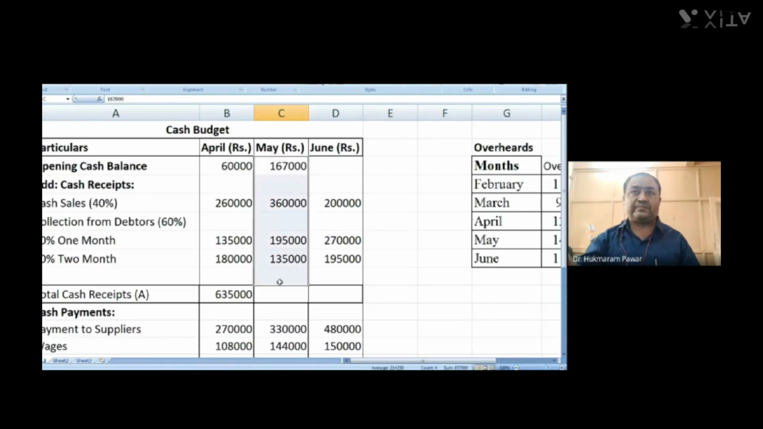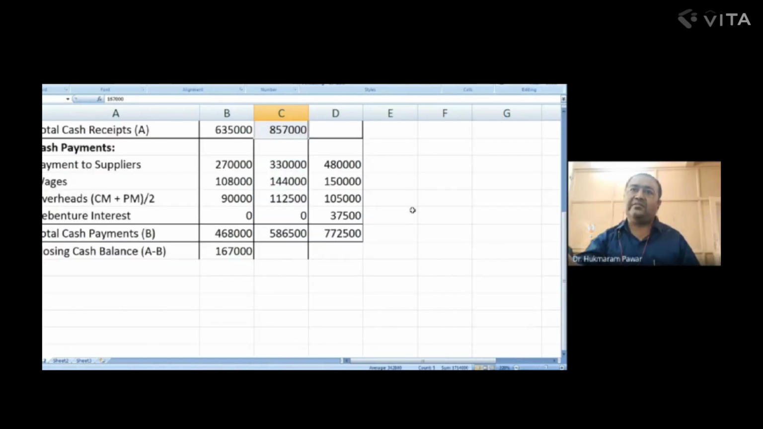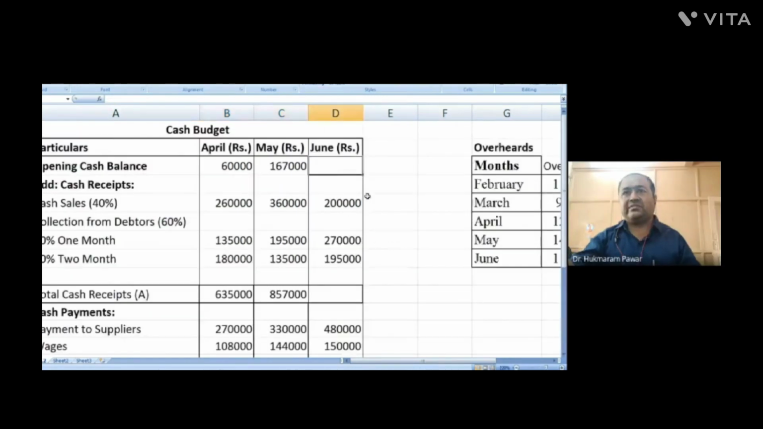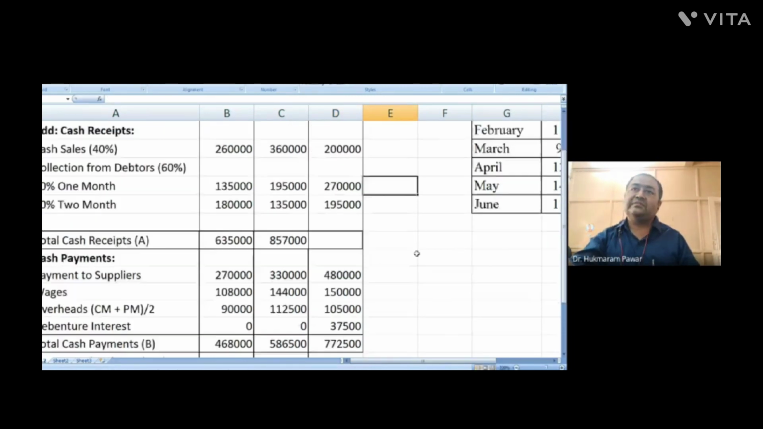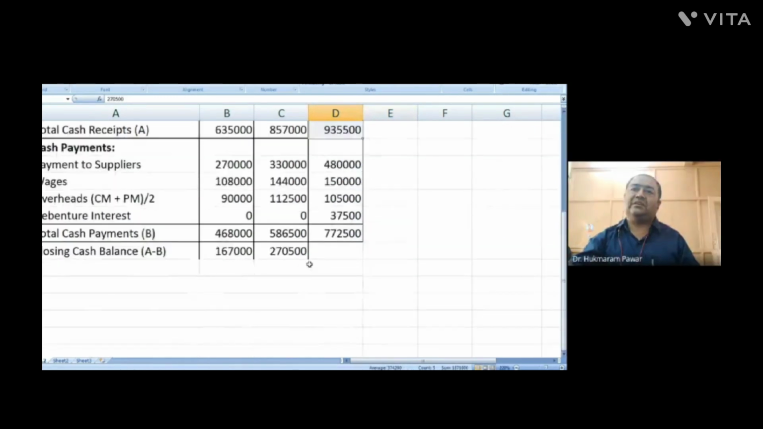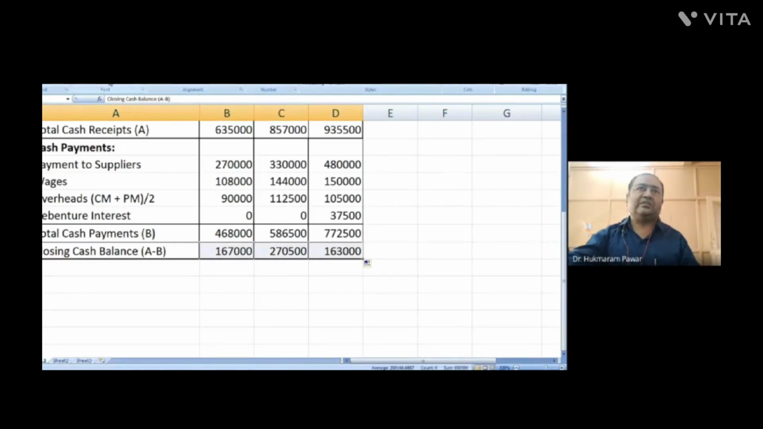Again total. How much will the total be? 8,57,000. Very good. And here is the answer, 2,70,500. Yes, and 2,70,500 here. Again make the total of it. 9,35,500. Very nice. And the last answer here is 1,63,000. So finally this is your cash budget.